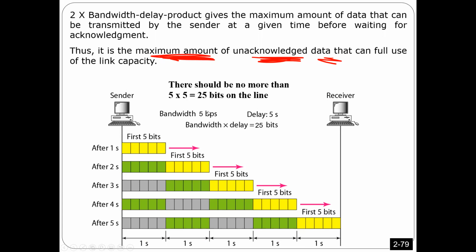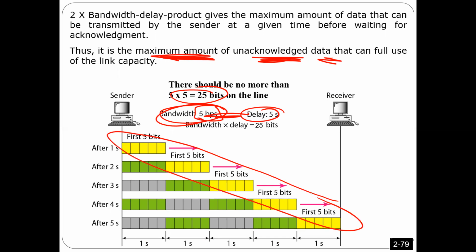So again, I just change the numbers. I give you another example. Here I'm assuming we have 5 bits per second. So every second we're going to transmit 5 bits. For a delay of 5 seconds, it's going to be 25 bits. So if I multiply the bandwidth by the delay, this multiplication gives me how much data can be in transit on the cable at the same time. In this case, it's 25 bits.